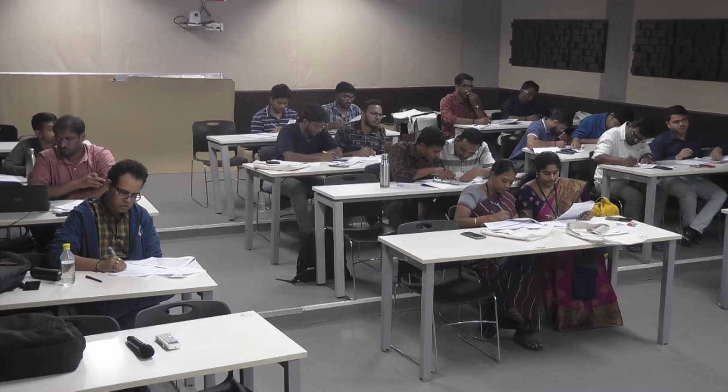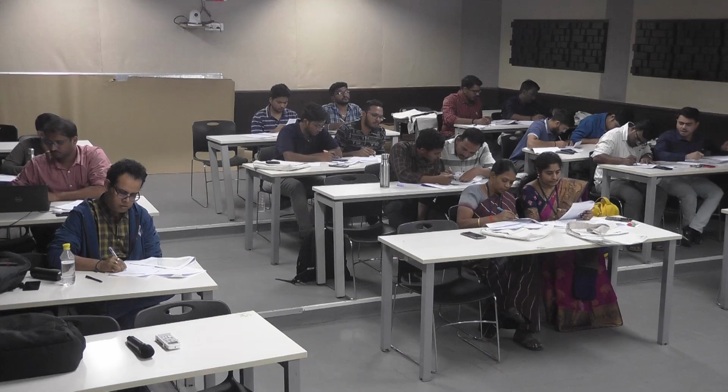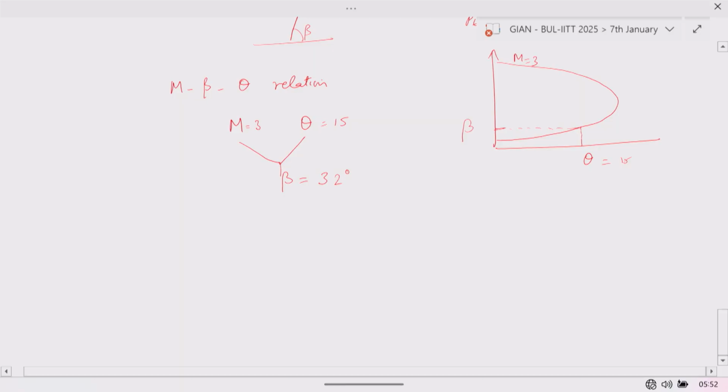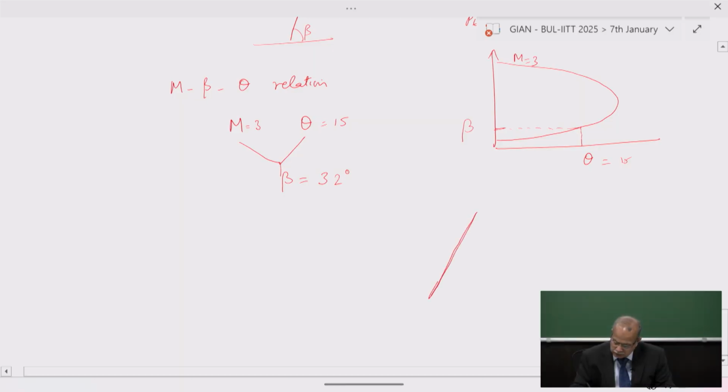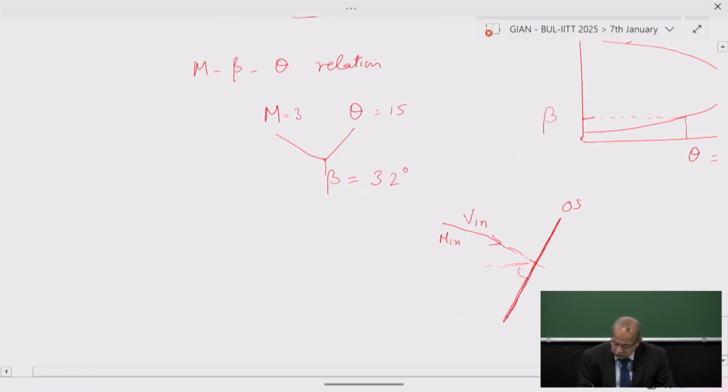Shall we move on? All of you got the value for beta as 32. So once you have the value for beta, we know that we are dealing with a problem which is not a normal shock, it is an oblique shock. So if we want to calculate anything, we need to resolve it so that we have the normal component V1n or M1n, and then we can treat this as a normal shock problem using the normal shock tables.